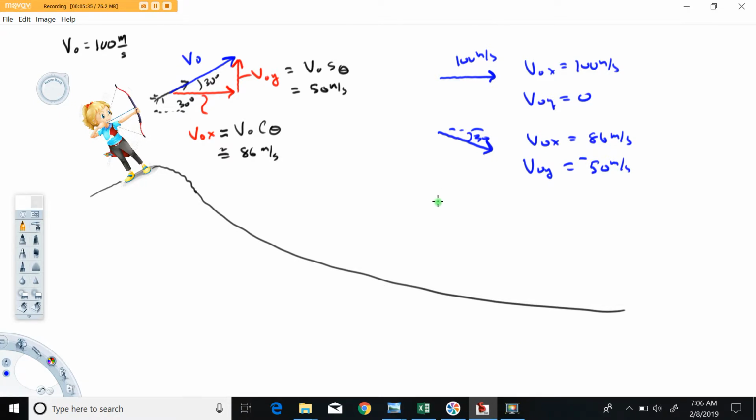Had she fired the arrow straight up in the air, and again, these are velocity vectors, this was not intended to be the arrow, so this represents the 100 meters per second. Had she fired it straight up in the air, the initial velocity y direction would be 100 meters per second. Initial velocity x direction would be 0. So the first step in any projectile motion problem is to break the velocity vector into horizontal and vertical components.